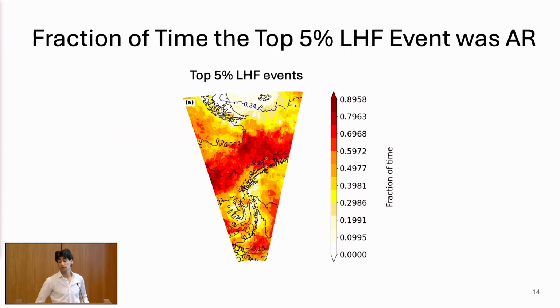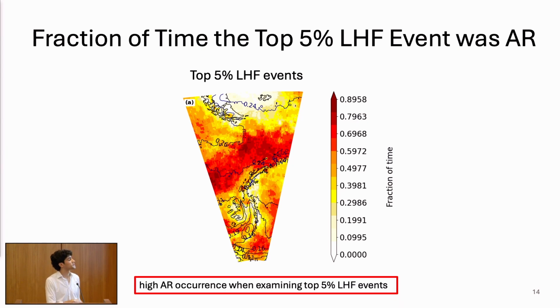Okay, so now we want to look at the LHF, or the latent heat flux events. We decided to plot the fraction of time the latent heat flux events were under AR conditions. As you can see, it's drastically different. Again, here's the contour from the previous slide, and you can see it's anomalously high, even relative to the normal AR count. This implies that there's a high AR occurrence when examining the top LHF events, which is quite interesting.